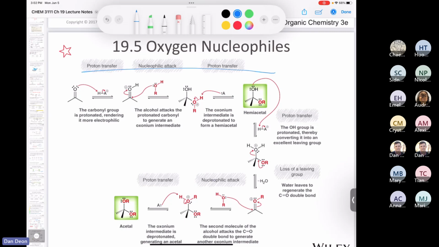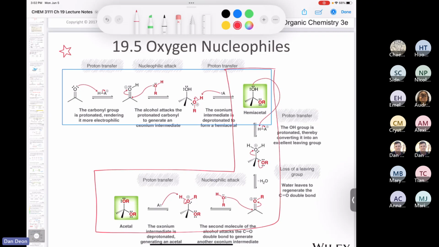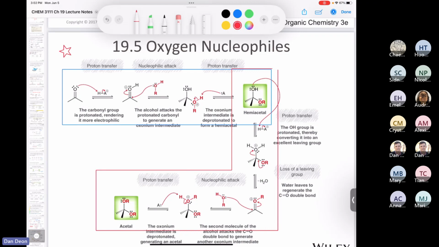The first part is the formation of the hemiacetal. That's this part here. And then in the next part, you're taking the hemiacetal and converting it into the acetal. So those are the two main portions of the mechanism. Now let's study the hemiacetal quickly.